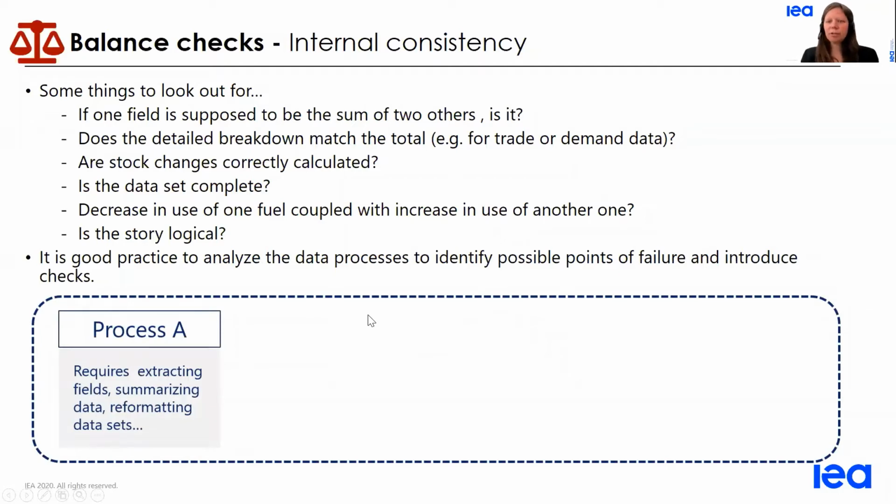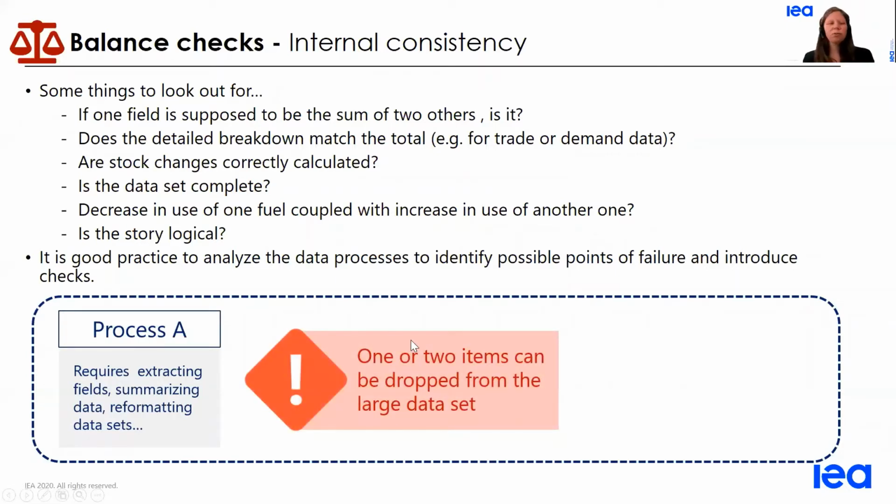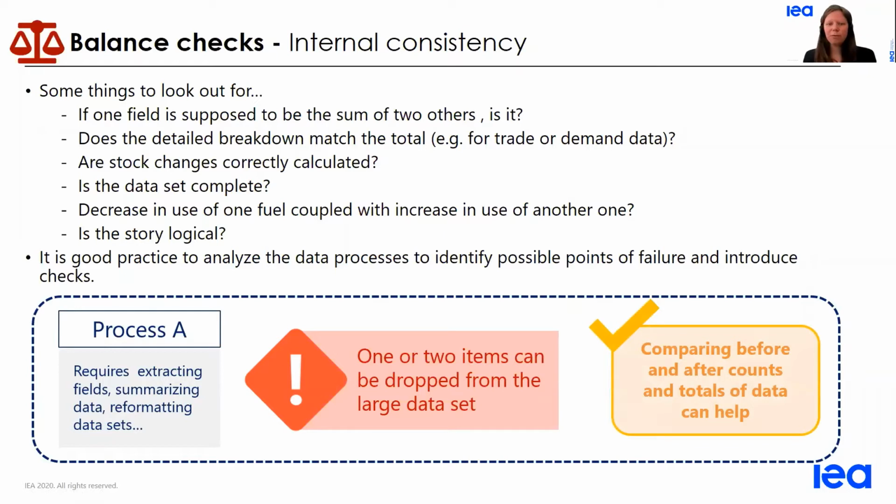This is, for example, with the process A, where we have extracting fields, summarizing data, reformatting data sets. So this is something quite manual. And here, one or two items could be dropped from the large data set quite quickly. So it is good to compare before and after counts and totals of data in order to make sure that you don't drop any data points, because afterwards it's going to be more complicated to identify where this is coming from.